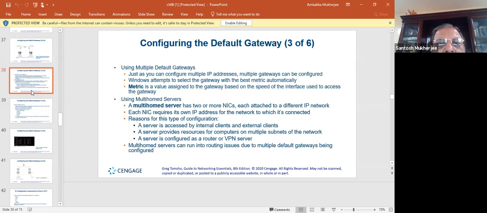Configuring the default gateway. Using multiple default gateways: just as you can configure multiple addresses, multiple gateways can be configured. Windows attempts to select the gateway with the best metric automatically. Metric is a value assigned to the gateway based on the speed of the interface used to access the gateway.